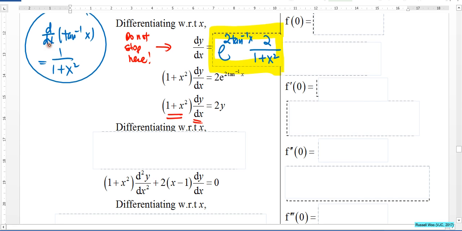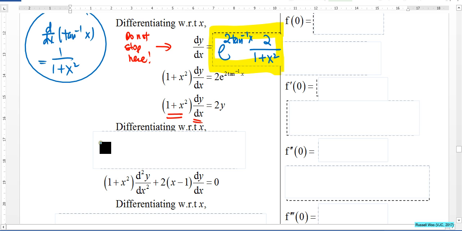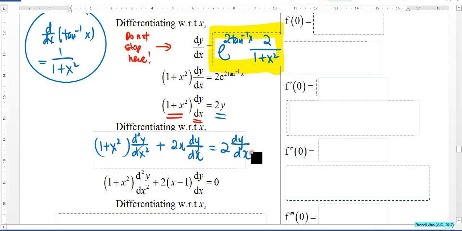Product rule, yeah? Then you keep 1 plus x squared and differentiate dy/dx, you get d2y/dx squared. Differentiate 1 plus x squared, you get 2x, and you keep dy/dx. Differentiate 2y, you get 2 dy/dx. All follow? All follow? This is the product rule.